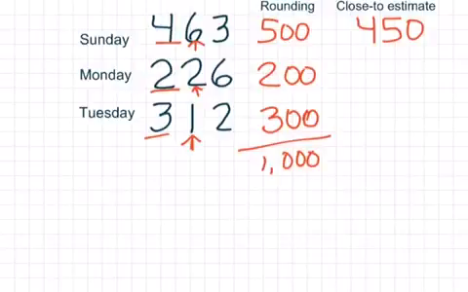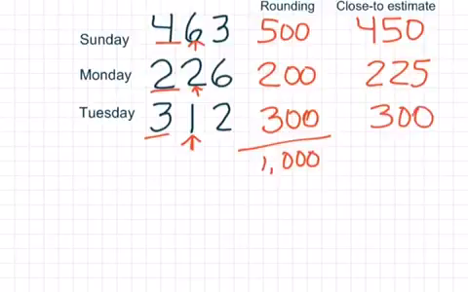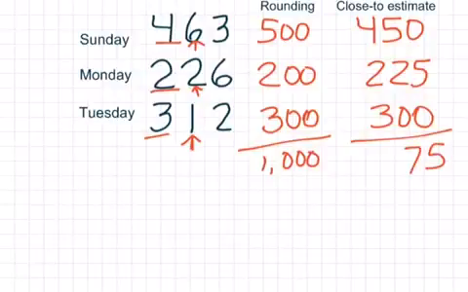When I look at the 226, I'm going to say 225, because again, that number is easy for my brain. And 312 is going to become 300. Then I can add those up and say 975. So those would be 2 estimates that I would come up with based on these 2 methods, rounding and the close to estimate.